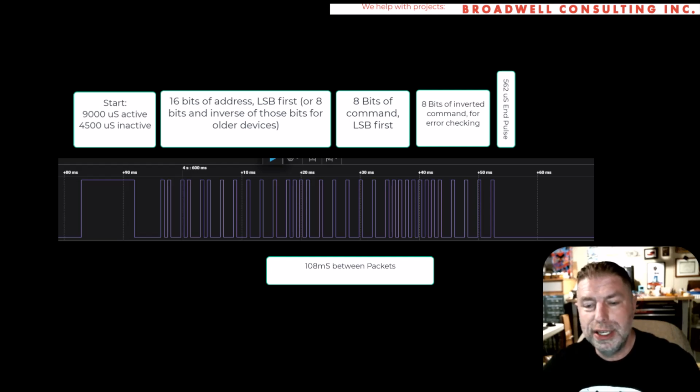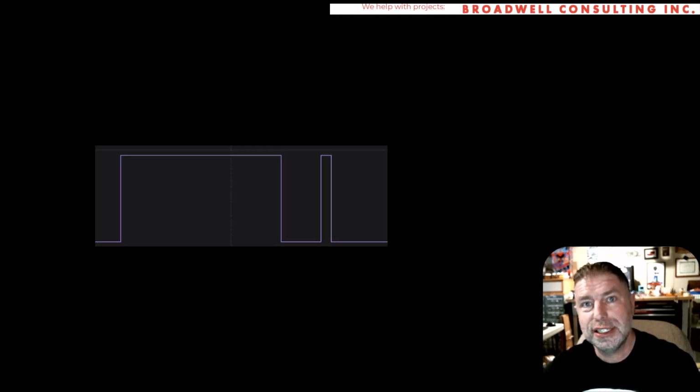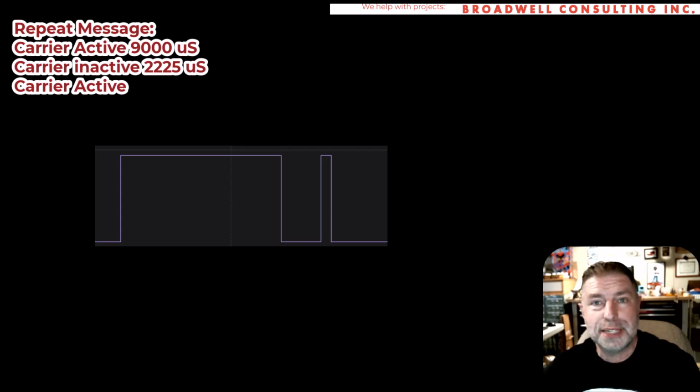After which we give an amount of time before we send out the next packet. Typical standard is that there are 108 milliseconds between the beginning of each packet. NEC also supports something called a repeat code, which is equivalent to saying the last packet again. And the reason this exists is that it allows the message to be sent much shorter.